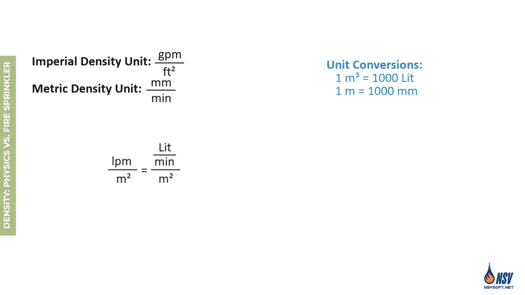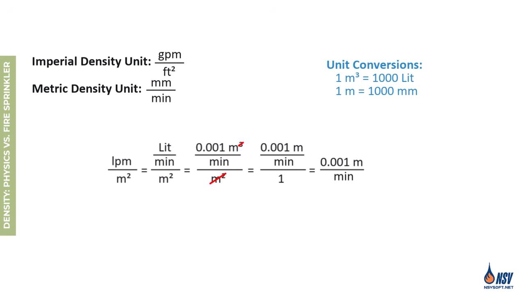But let's break it down. A liter is equal to 0.001 cubic meters. Now, if we divide cubic meters by square meters, we're left with a unit of meters. Specifically, that's 1 millimeter. So when we express sprinkler density in millimeters per minute, it's simply another way of saying how deep the water layer would be if evenly distributed over the area.